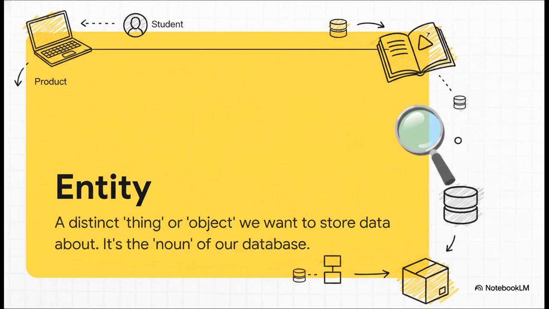First thing you have to do is identify your entities. And an entity is simply any distinct thing you want to store information about. It could be a person, like a student, a place, like a store, or a thing, like a product. These are basically the main nouns of your database.